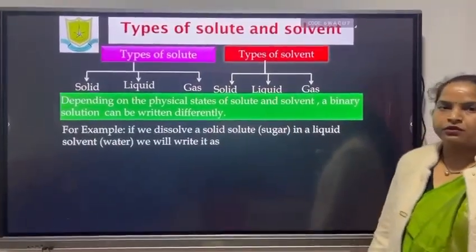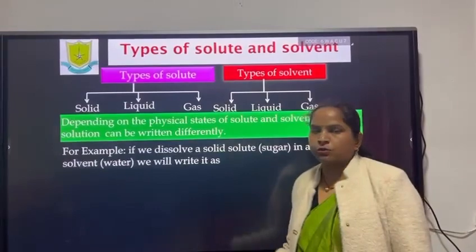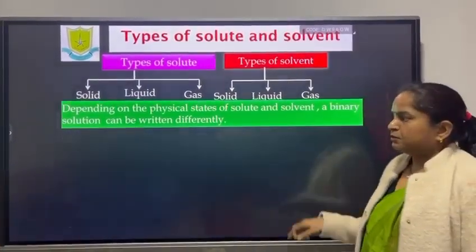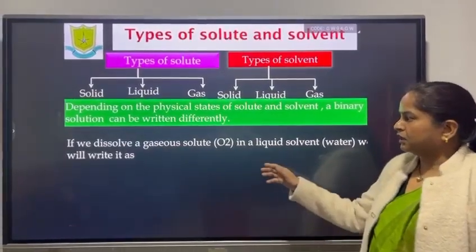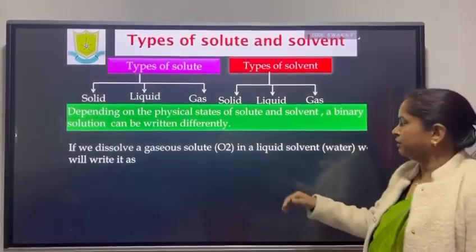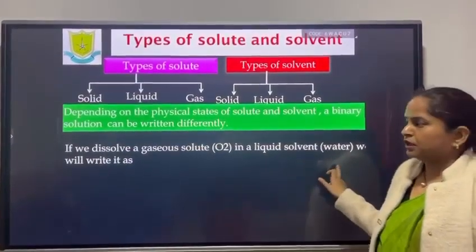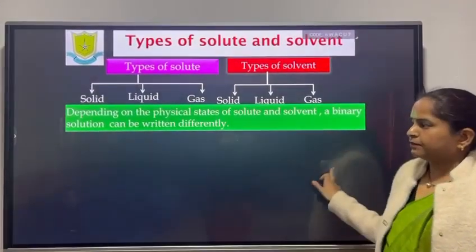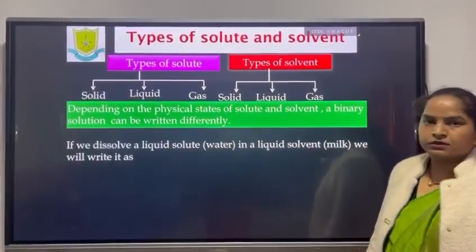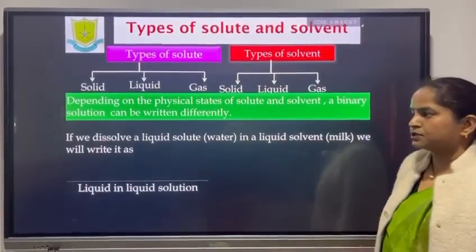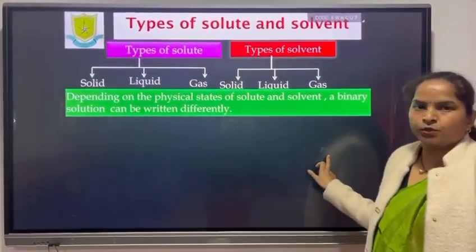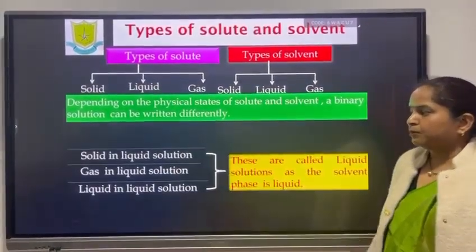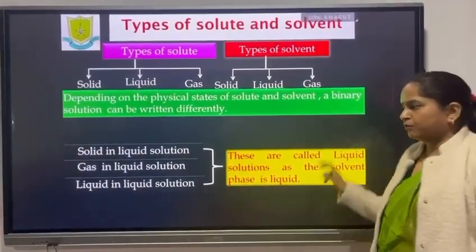For example, if we dissolve a solid solute in a liquid solvent, that is water, we will write it as a solid in liquid solution. Similarly, if we dissolve a gaseous solute, maybe oxygen, in a liquid solvent, maybe water, then it will be written as a gas in liquid solution. Third, if we dissolve a liquid solute, for example water, in a liquid solvent, for example milk, we will write it as a liquid in liquid solution. All of these three solutions are known as liquid solutions because the solvent phase is a liquid phase.